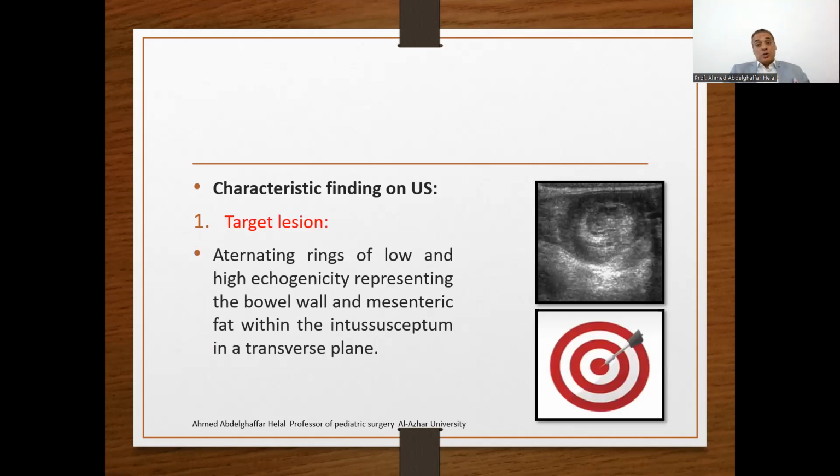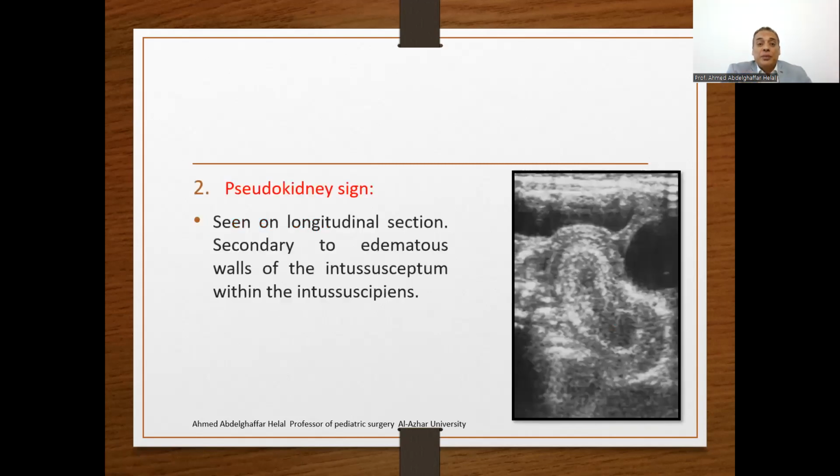What are the characteristic findings on ultrasound? Number one is what's called the target sign. By target sign, we mean alternating rings of low and high echogenicity representing two things, the bowel wall and the mesenteric fat within the intussusceptum, the part inside, in the transverse plane. So this is the first characteristic finding on ultrasound examination, called the target sign or target lesion.